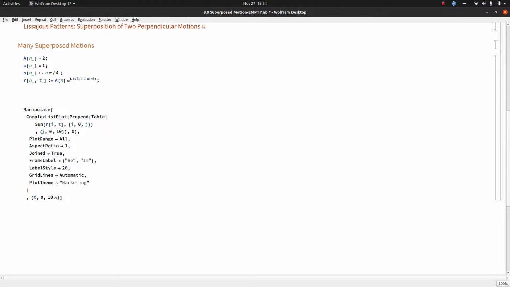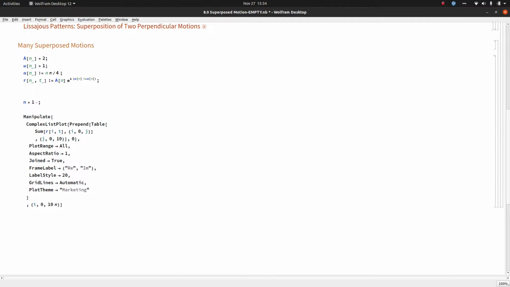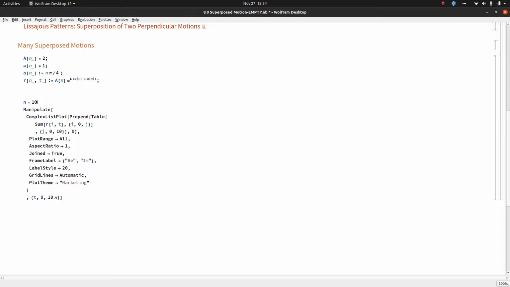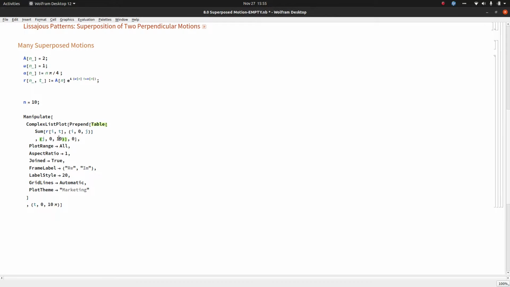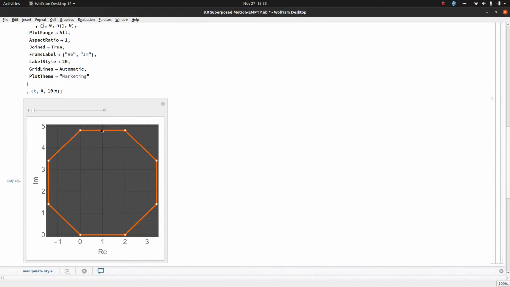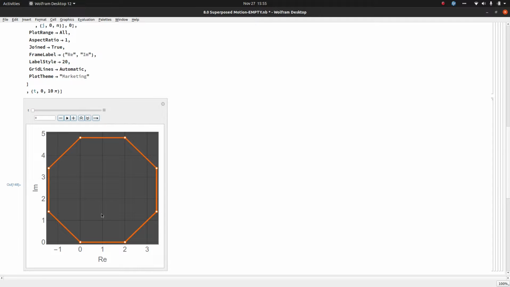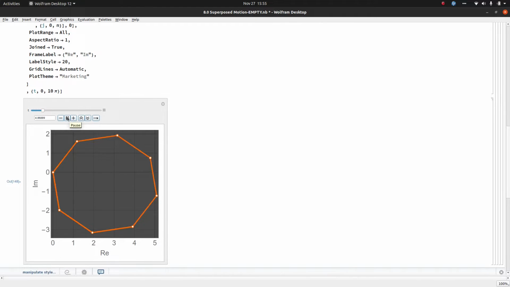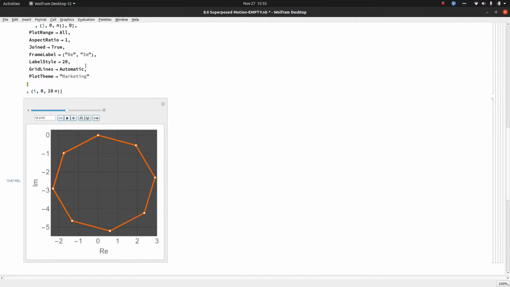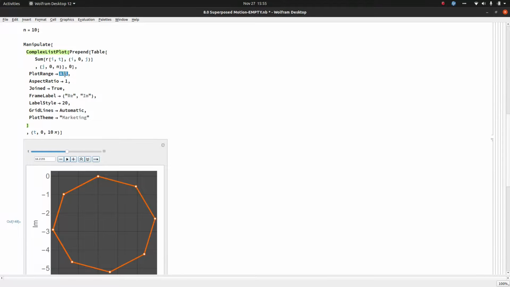So I'm going to just say n equals 10. And we'll put in the 10 motions here. And you can see when I add these together, here's my first vector, here's my second, here's my third, fourth, fifth, sixth, seventh, eighth. The ninth one overlaps with the first one. So you can see, I probably need to actually give this a plot range.